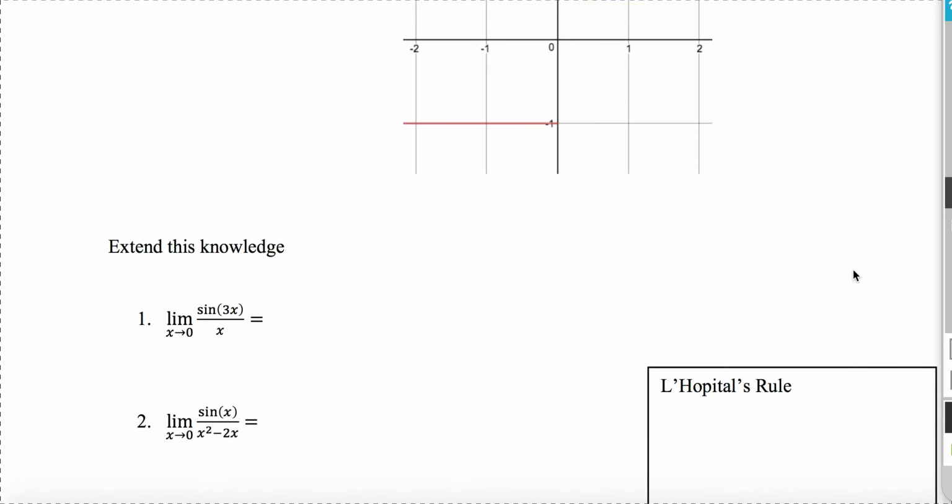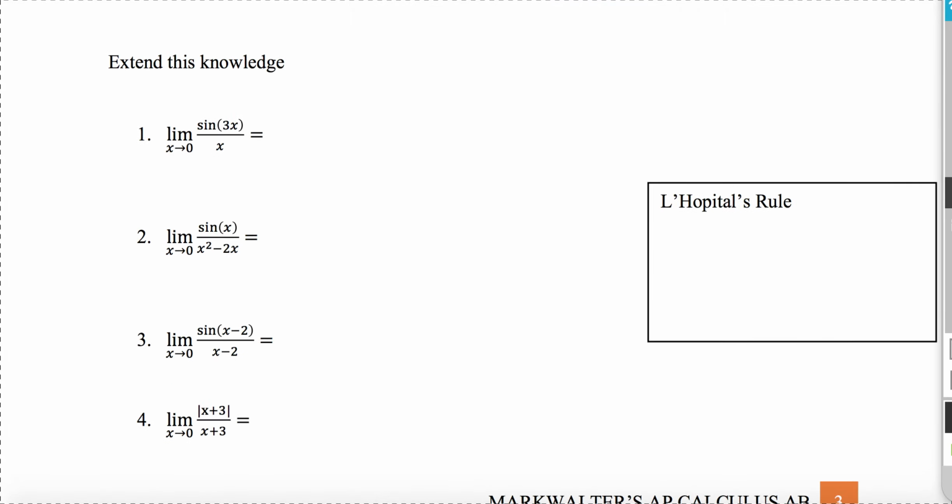Now we can extend this knowledge in a couple of different ways. We could look at this and say, hey, the limit as x approaches 0 of sine of 3x over x. Well, if we plug in 0, we get sine of 0 over 0. So this is a candidate for L'Hopital's rule. So let's talk about that.